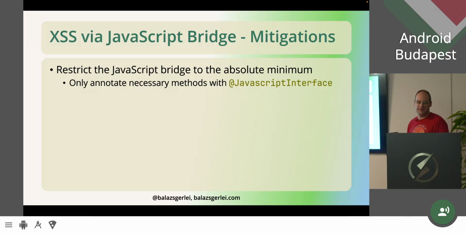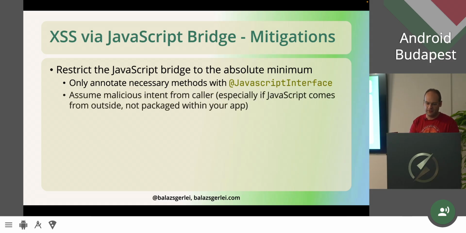How you mitigate seems obvious, but doing it might not be obvious. You should restrict the JavaScript Bridge, and that's what I meant in my last talk. Now you see that you need to think about what kind of method you annotate, because from now on those are accessible from outside. And also you should assume malicious intent from the caller side, especially if you run JavaScript that's not packaged within your application, so it's not in your control.